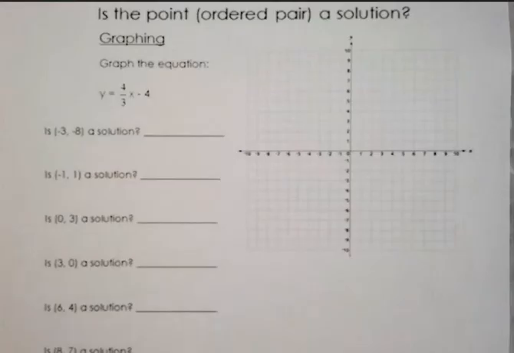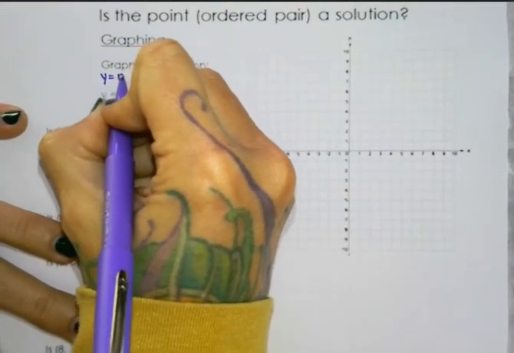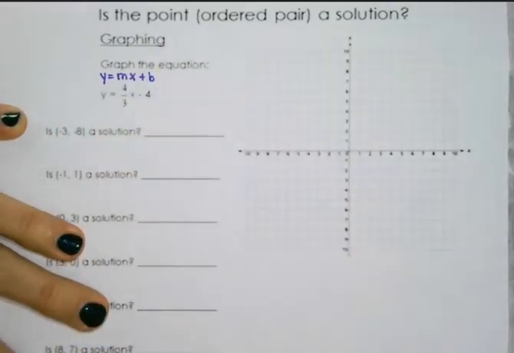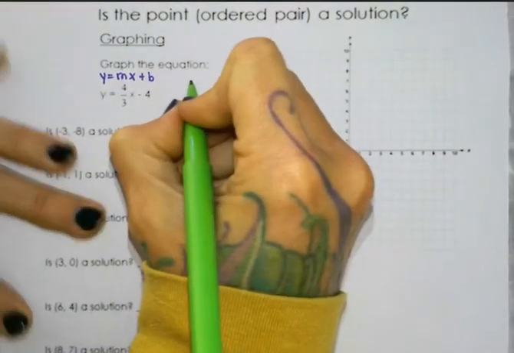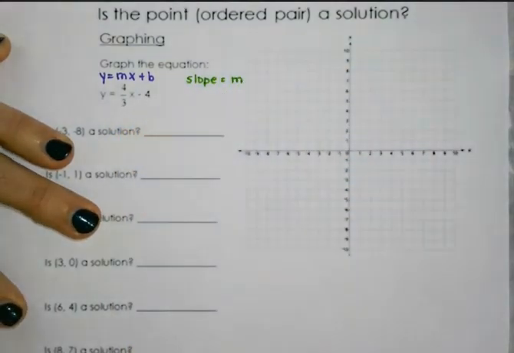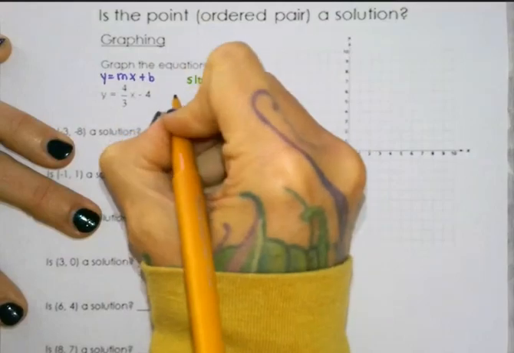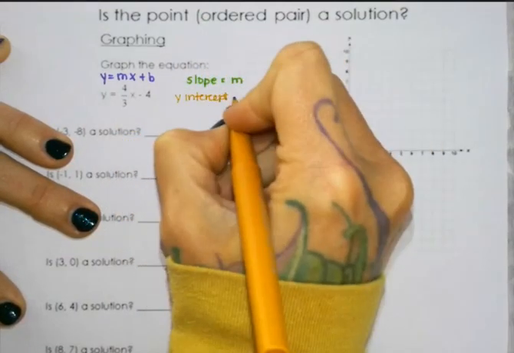Is the point or ordered pair a solution to the given linear equation? So we're going to graph the equation given. Remember, this is in reference to y equals mx plus b. The two things you need to write the equation, and the two things you need to be able to graph the equation, are your slope, which is your m value, and your y-intercept, which is your b value.